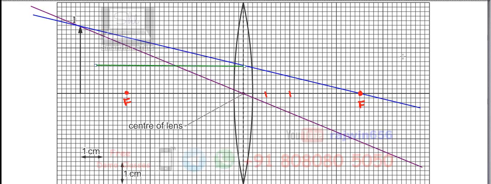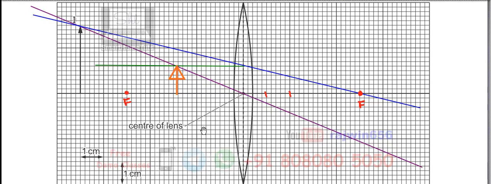And then I'm going to explain you the diagram other way around. So this is where the green line and the purple lines are meeting. That is the position of the object. I will just mark the position of the object. Okay, over here I've marked the position of the object.